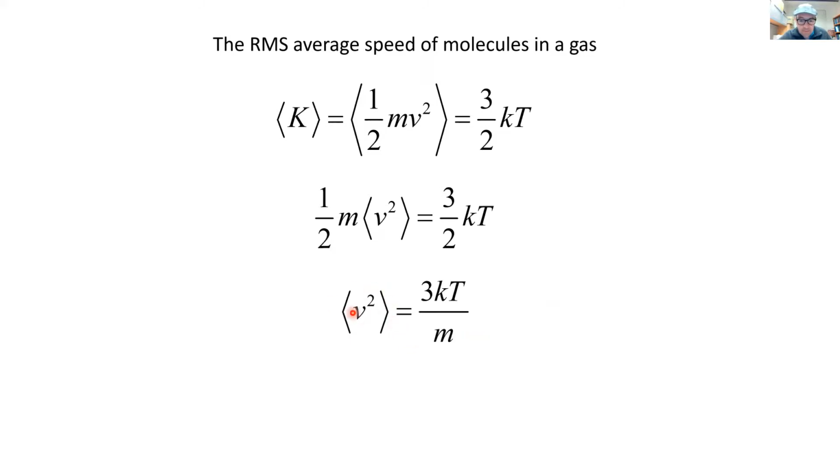And then on the left, we have the average of v squared. Let's just take a square root of that. And the square root of 3kT over m, this object here, that's what VRMS is. So root, because we're taking a square root; mean, because we're taking this average; square, because we have the quantity v squared. So that's what root mean squared means. It's the square root of the average of something squared.